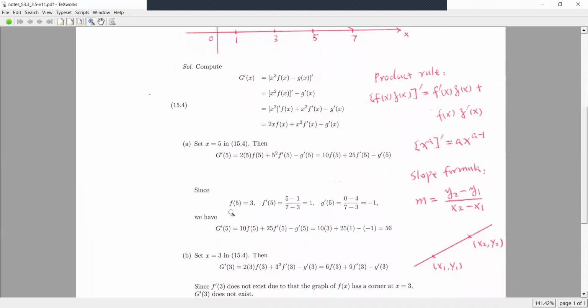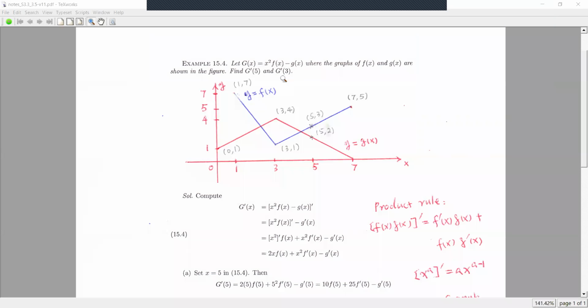Here is the computation of the function value at 5, the derivative of f at 5, and the derivative of g at 5. Now, plug in this data in this expression. Then we get the derivative of B at 5 is 56.